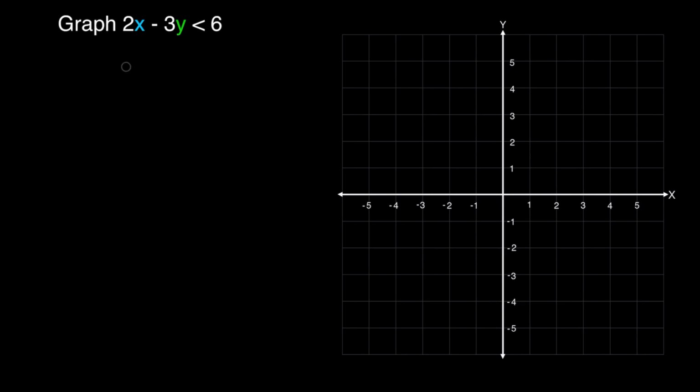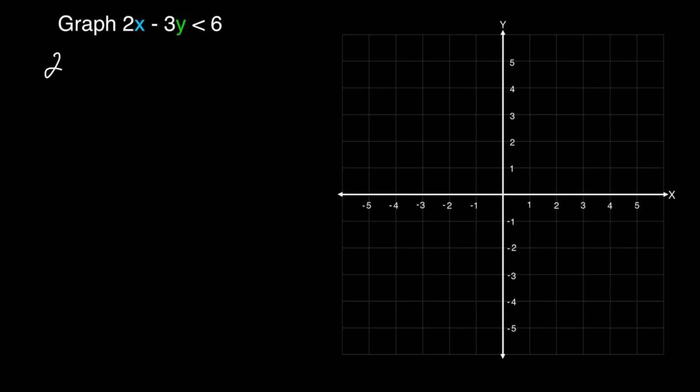We are told graph 2x minus 3y is less than 6. So we're going to be graphing an inequality. And first things first, how do we do that? Well, first we're going to set x equal to 0. So it's going to look like this.